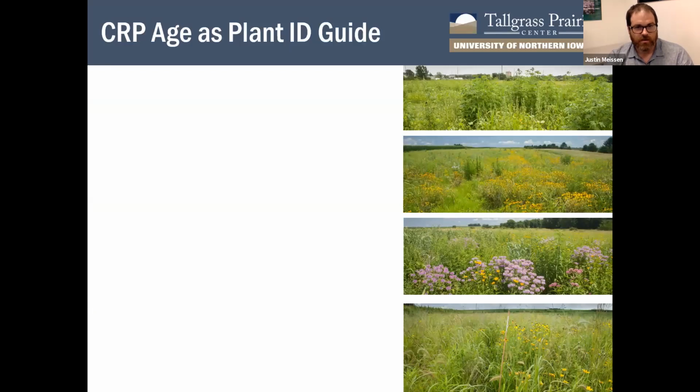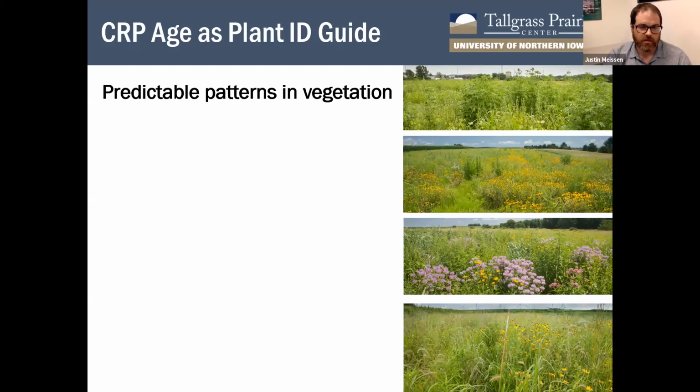So now that we know how to identify black-eyed Susan, let's talk about how that fits in with CRP age. Now, the reason we're able to use CRP age as a plant ID tool is because when a bare field gets planted with native grassland species, there's a fairly predictable pattern in how we expect the vegetation to change over time. Certain species become very apparent in some stages, quite difficult to find at all in others. So in general, here is what we expect.